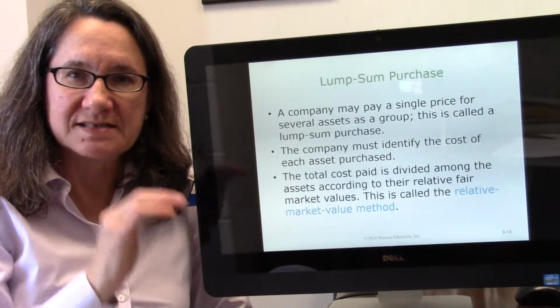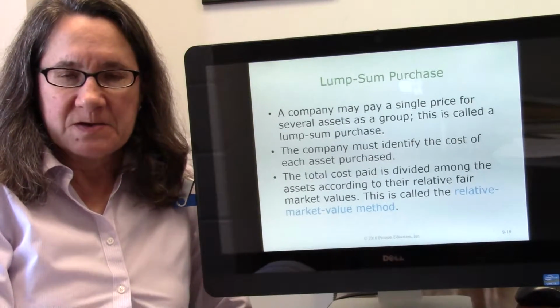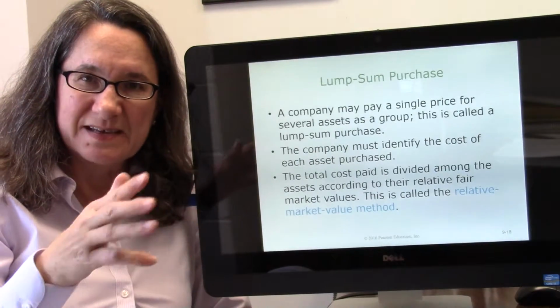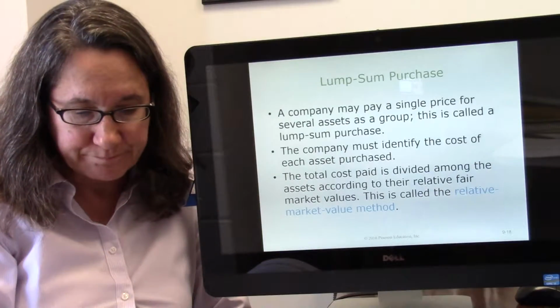But you have to put them on separately because you're going to depreciate them separately. They're going to have different lifespans. So you've got to depreciate each of those things separately. So you've got to figure out a cost for each. And we just base that on what percent of the purchase was that one thing.